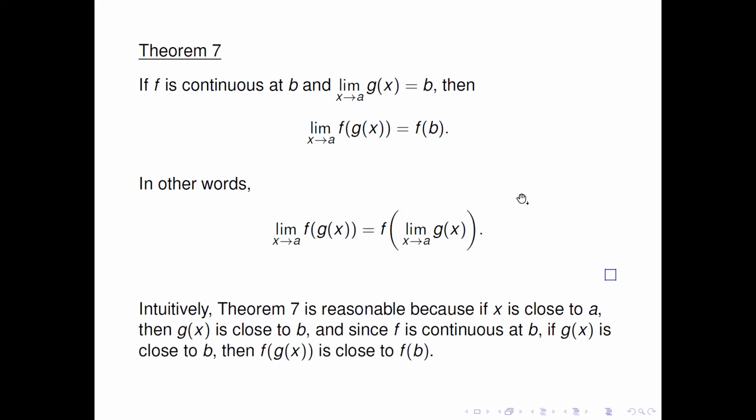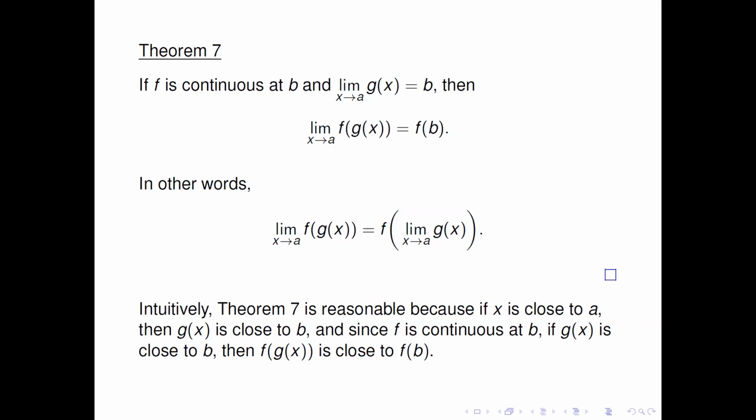Intuitively, this theorem is reasonable because if x is close to a, then g of x is close to b. And since f is continuous at b, if g of x is close to b, then f of g of x must be close to f of b. Right, that makes sense. Remember, this notion of closeness is exactly what continuity is about.